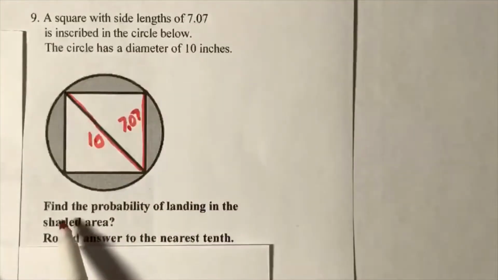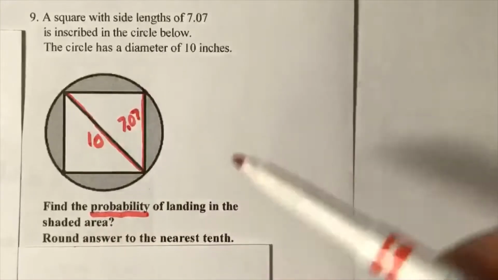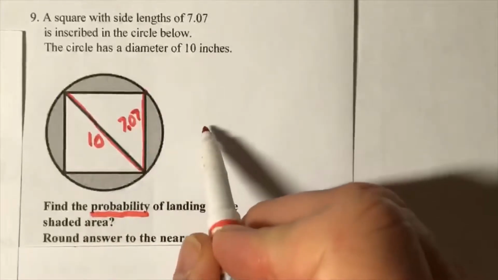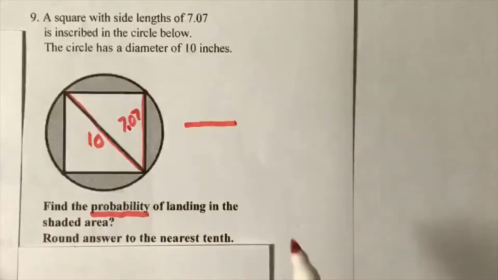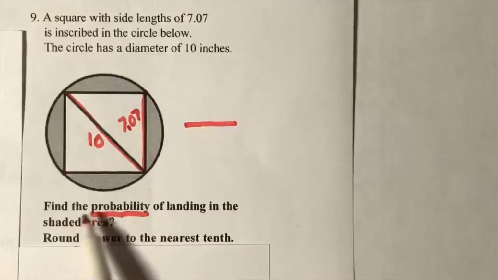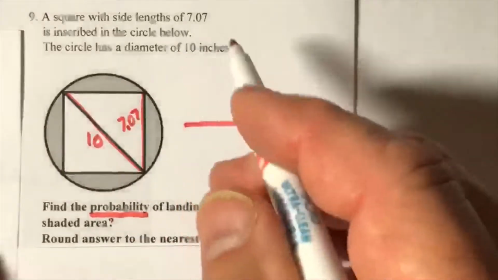Okay. Down here, underline probability. That means we are going to do a fraction. Find the probability of landing in the shaded area. In order to find the shaded area, you've got to subtract these two.